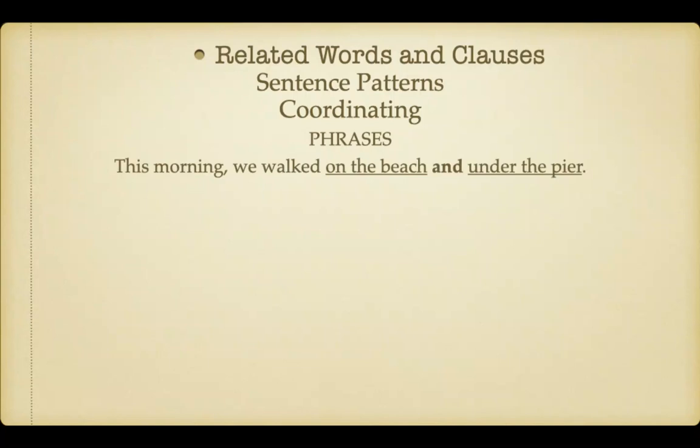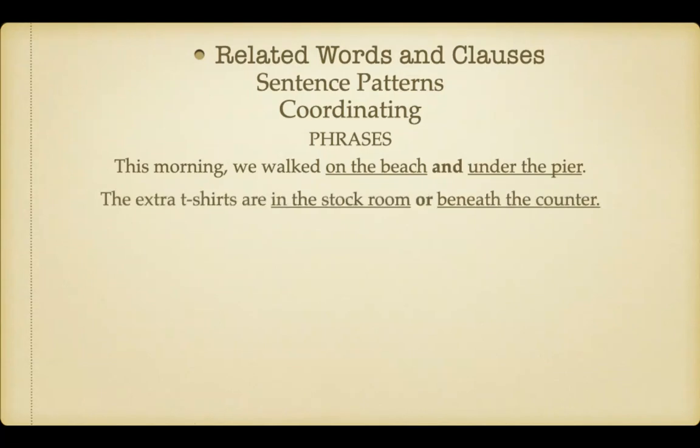Coordinating conjunctions can also be used to join whole phrases, such as prepositional phrases. This morning, we walked on the beach and under the pier. Once again, the coordinating conjunction is in bold, and the prepositional phrases that it combines are underlined: on the beach, under the pier. And here's another. The extra t-shirts are in the stockroom or beneath the counter.